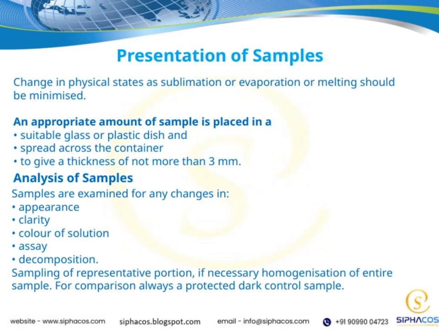When analyzing samples, we want to minimize any changes in their physical state, like sublimation, evaporation, or melting, as these can affect the accuracy of our results. To do this properly, we place an appropriate amount of the sample in a suitable glass or plastic dish. We spread it evenly across the container to achieve a thickness of no more than 3 millimeters. The goal here is to present the samples in a way that allows for uniform analysis. Spreading the sample in a thin, even layer helps ensure consistent exposure and measurement. Overall, the key is to handle the samples carefully to preserve their integrity and obtain reliable, precise results.